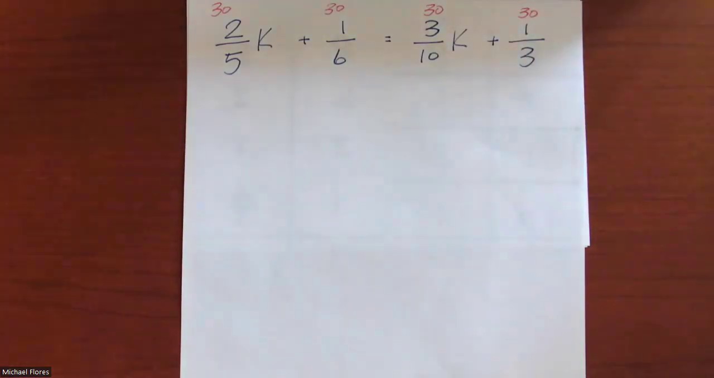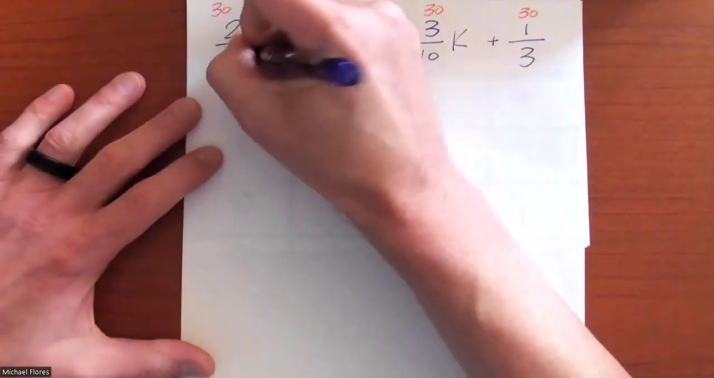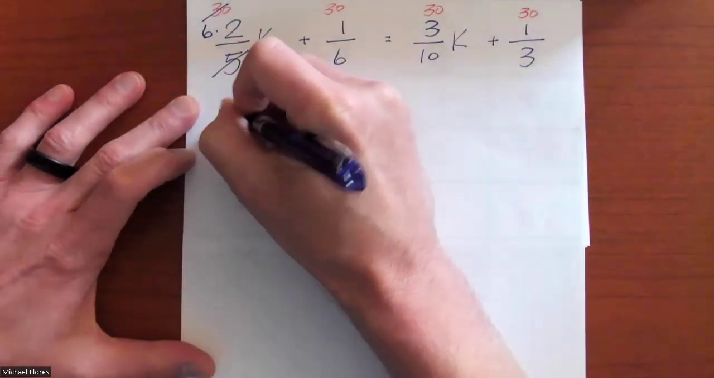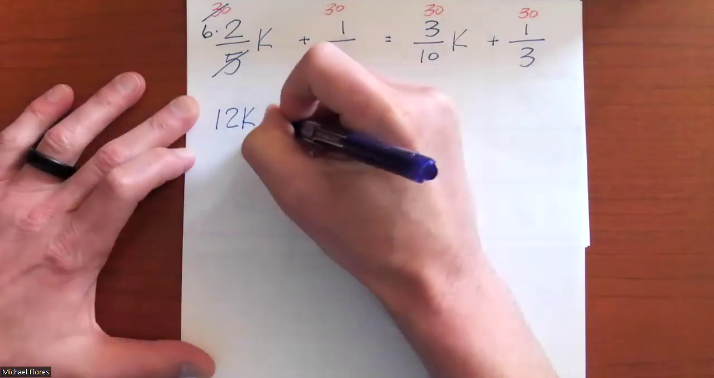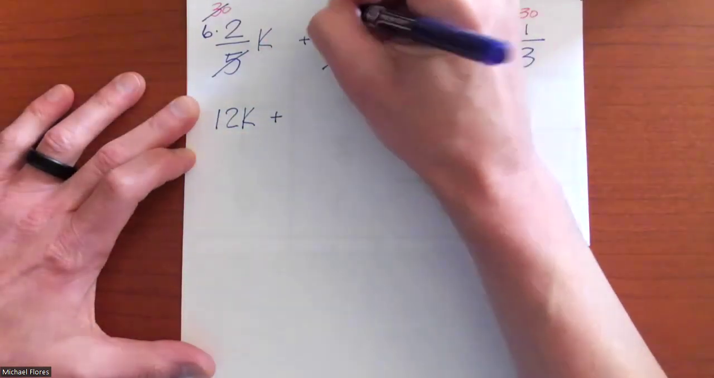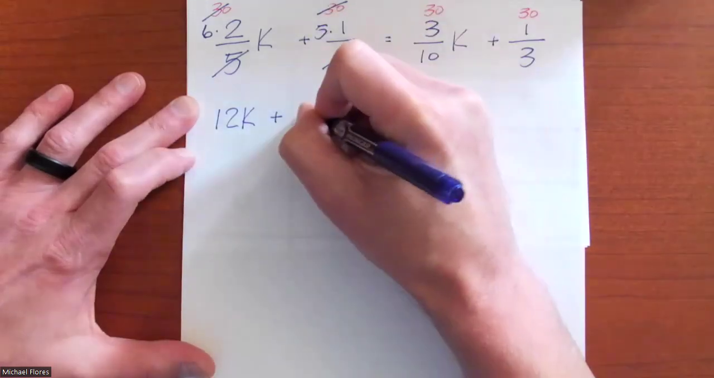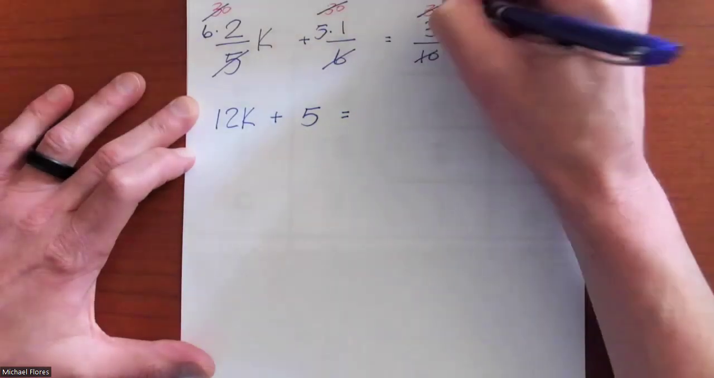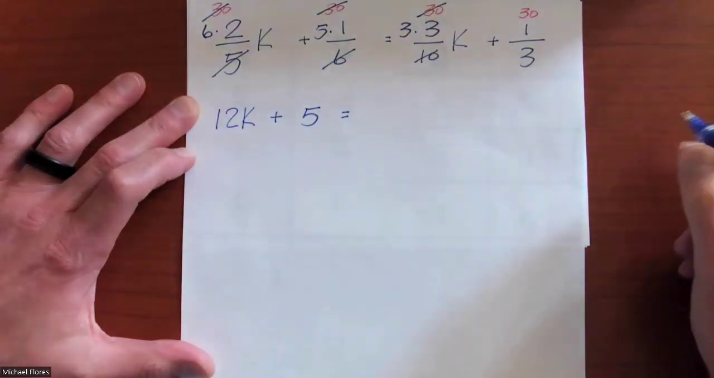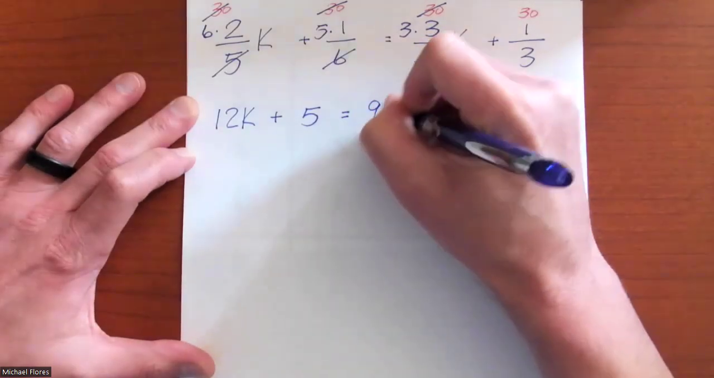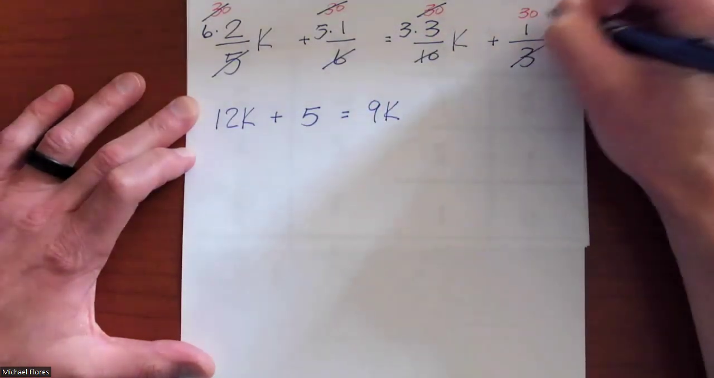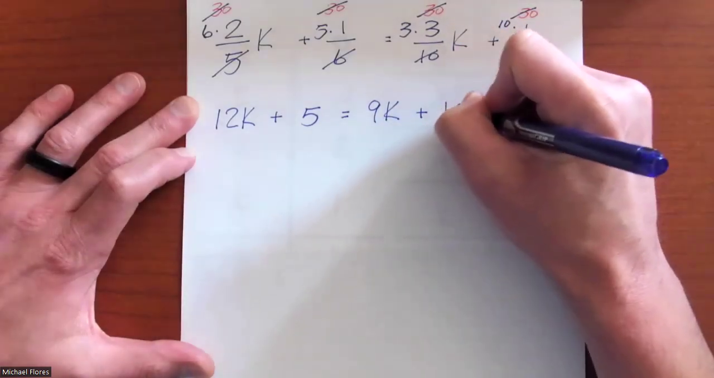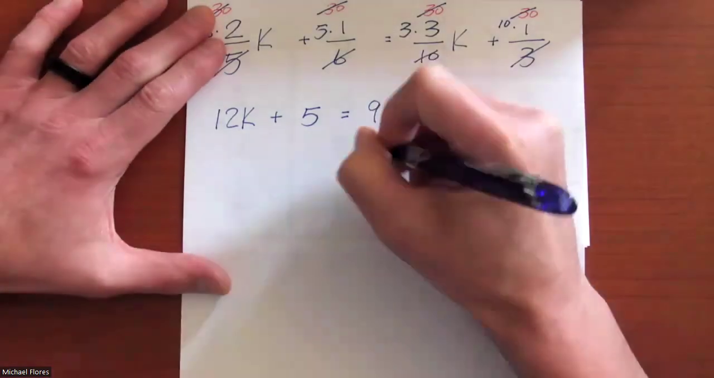All right, let's start simplifying. 5 goes into 30 6 times, 6 times 2k is 12k. 6 goes into 30 5 times, 5 times 1 is 5. 10 goes into 30 3 times, 3 times 3k is 9k. 3 goes into 30 10 times, 10 times 1 is 10. Combine like terms.